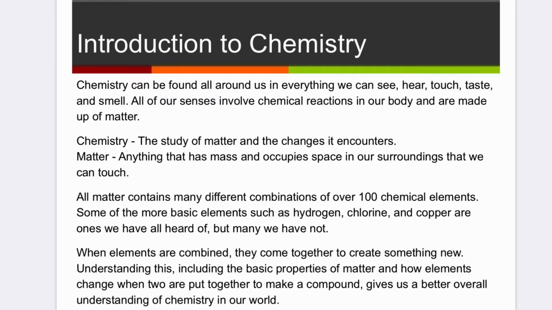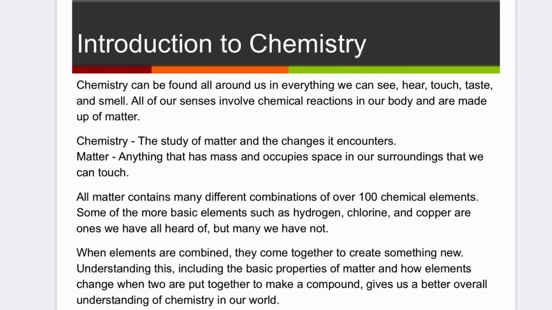So, as an introduction to chemistry, we're going to go over some facts and give you guys some more information. Chemistry can be found all around us in everything we see, hear, touch, taste, and smell. All of our senses involve chemical reactions in our body and are made up of matter. Chemistry is defined as the study of matter and the changes it encounters. Matter is defined as anything that has mass and occupies space in our surroundings that we can touch.